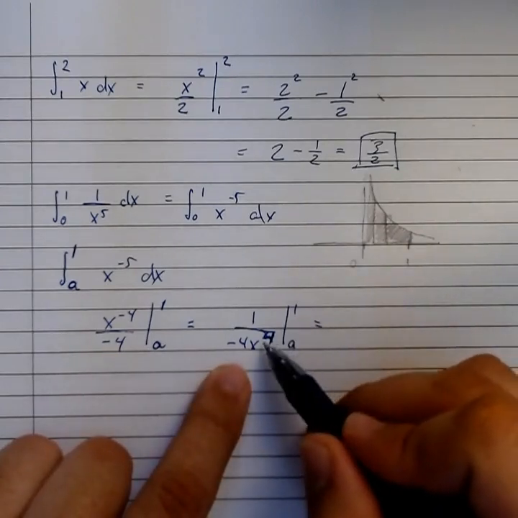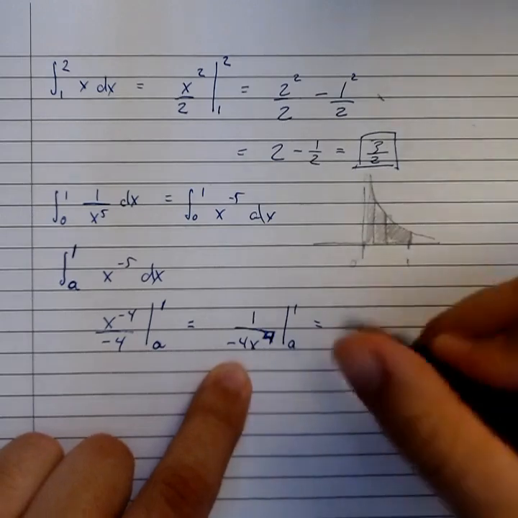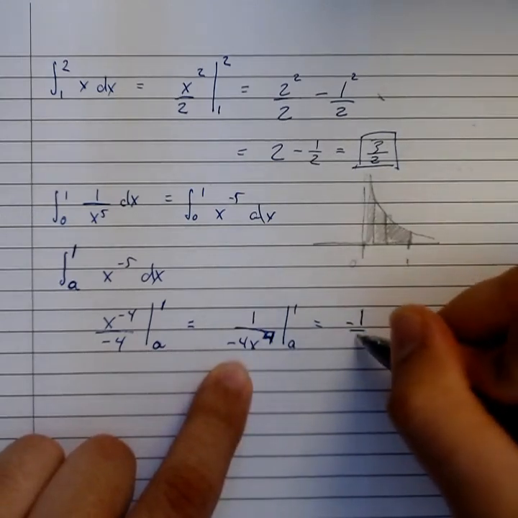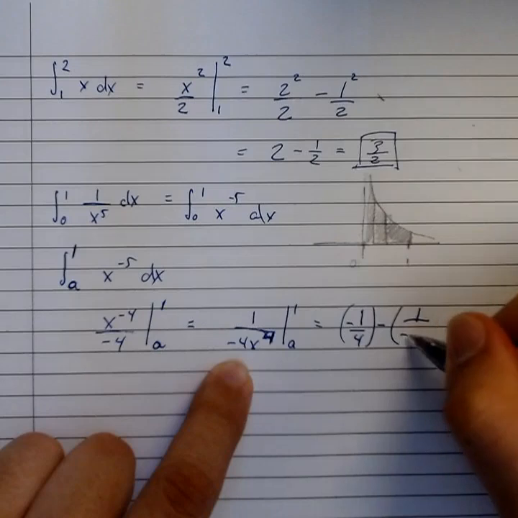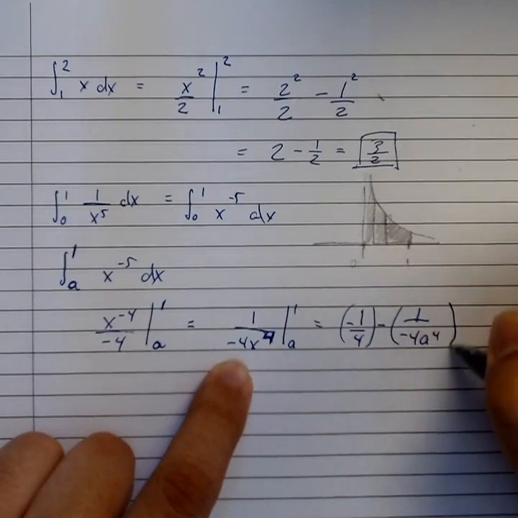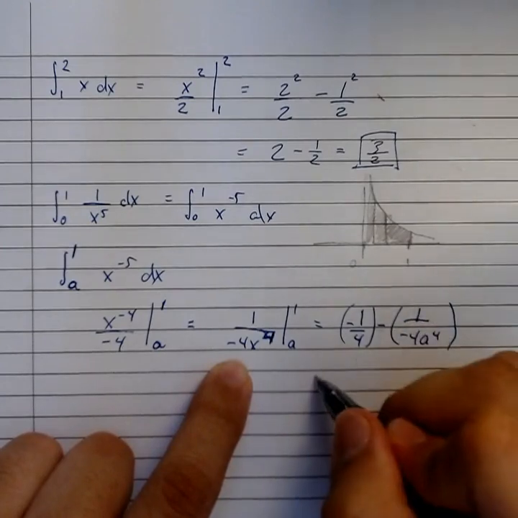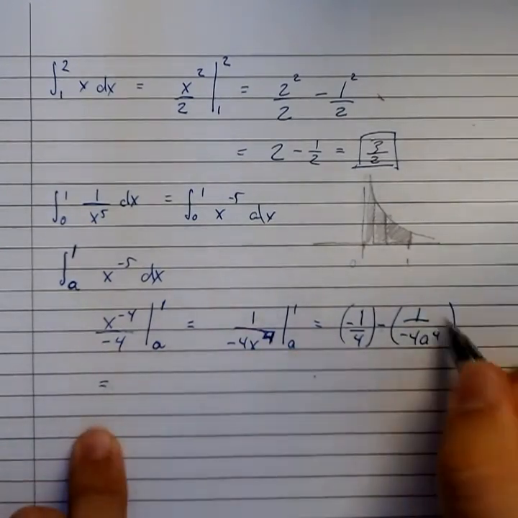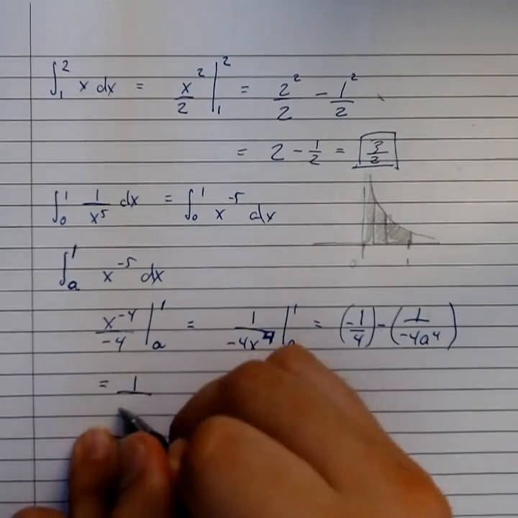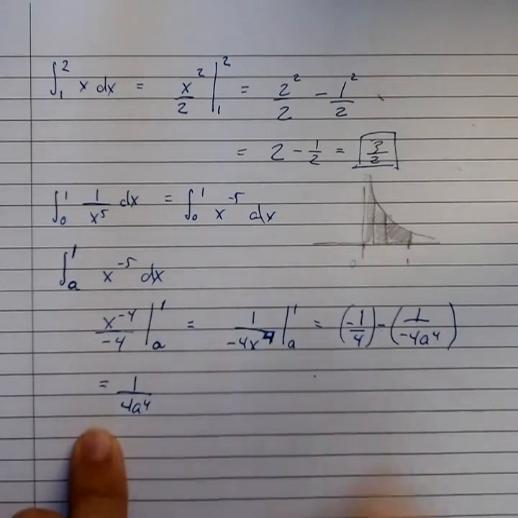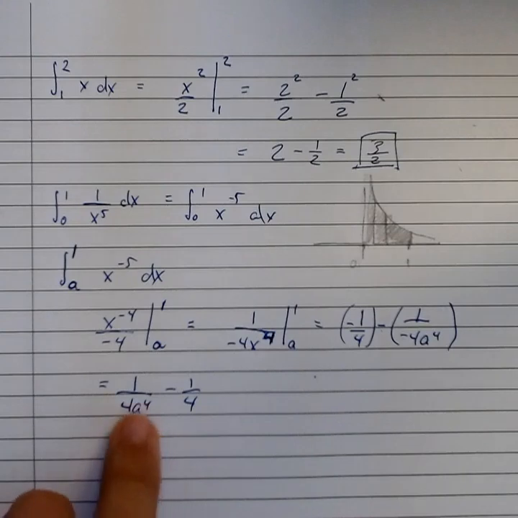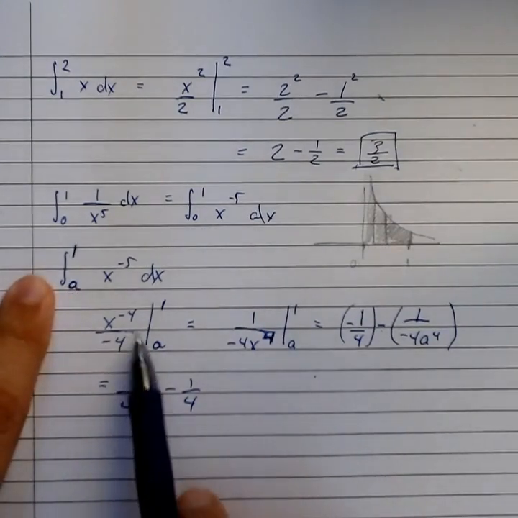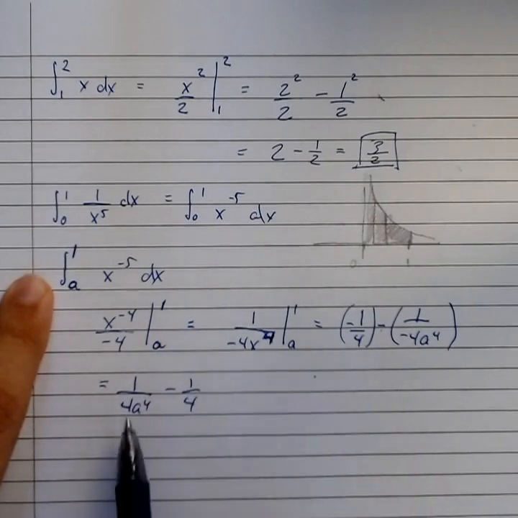If I substitute in 1, that's going to be 1 over minus 4 times 1, or in other words, negative 1/4, minus, and now if I substitute an A right here, that's going to be 1 over negative 4a to the 4th. Here, double negative makes that a plus, so we can just write this as, let me write the positive one first, 1 over 4a to the 4th minus 1/4. Okay, very nice. So this integral is given by this antiderivative at these endpoints, which ends up giving me 1 over 4a to the 4th minus 1/4.